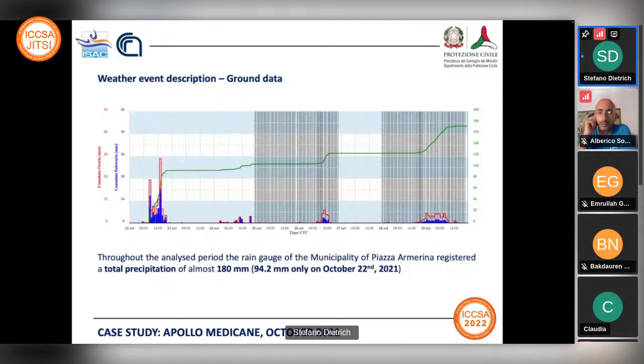Cumulative rainfall is given here in this picture. You can see in blue the sub-hourly, in red the hourly, and in green the total. Note that the gray areas represent the real-time data lack.